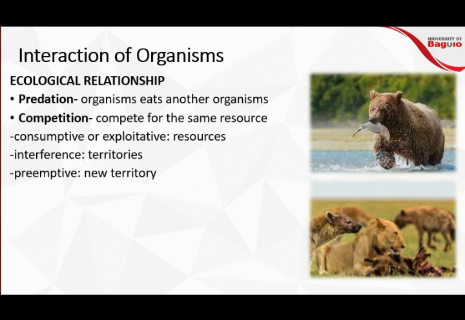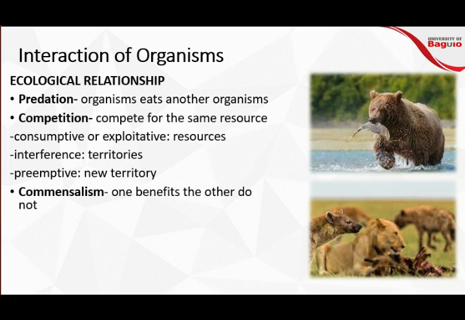Okay? While when you talk about preemptive, from the word emptive, from the origin word empty. Now let's say that particular territory is not being occupied by an animal. So two animals are going to occupy that territory. However, both of them are new to it, they are the first ones to occupy that territory, and they need to compete. That is what we call preemptive competition. So that is why I put there new territory. But for interference competition, there is already an owner of the territory, and another animal or organism is going to interfere in that particular territory. Okay, so that is what we call interference competition.